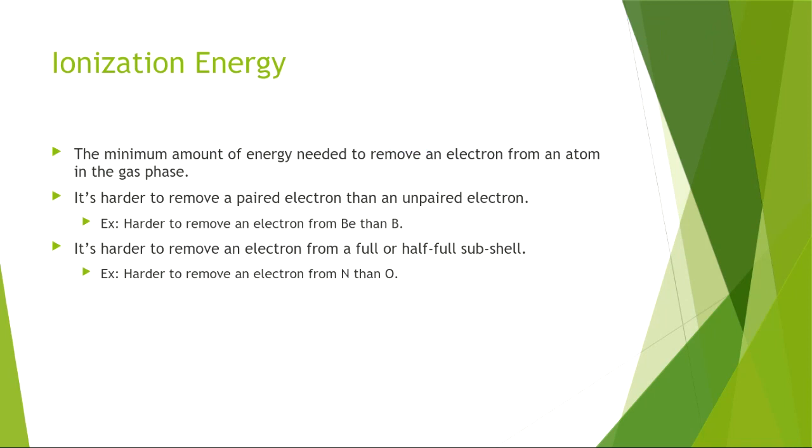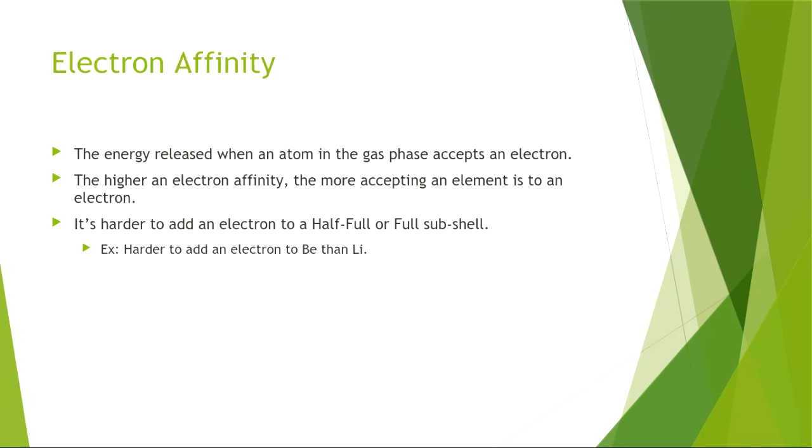All right, electron affinity goes along with ionization energy, except it's kind of the opposite. So ionization is how much energy it needs to get rid of an electron. Electron affinity is the energy released when something takes in an electron. So basically, how much it really wants that electron is what I think of it as. The higher an electron affinity, the more accepting an element is to an electron. So it's harder to add an electron to a half-full or a full subshell.